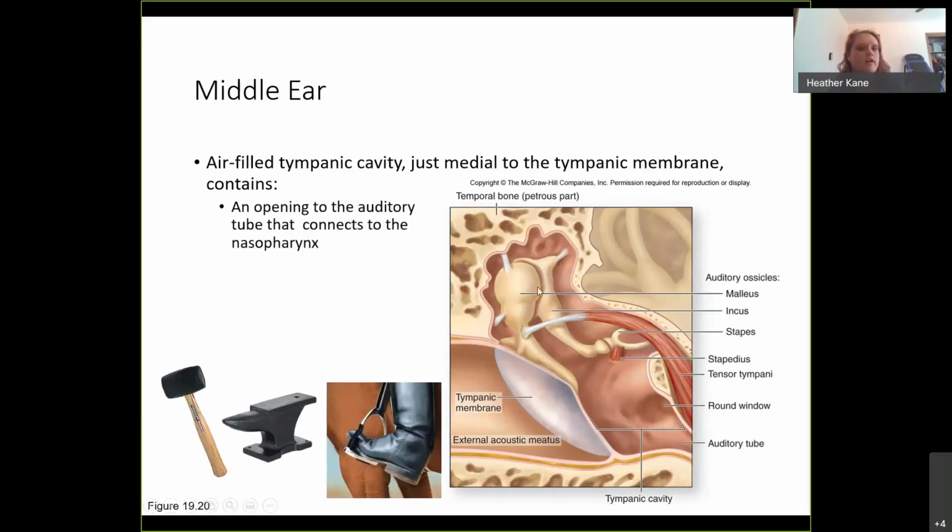The tympanic membrane is going to be the start of this tympanic cavity right here. This tympanic cavity is going to be filled with a fluid-like substance that's going to help with the movement of those sound waves.